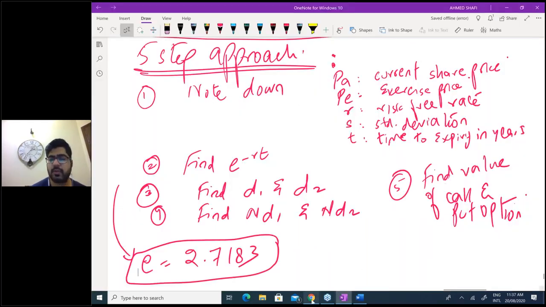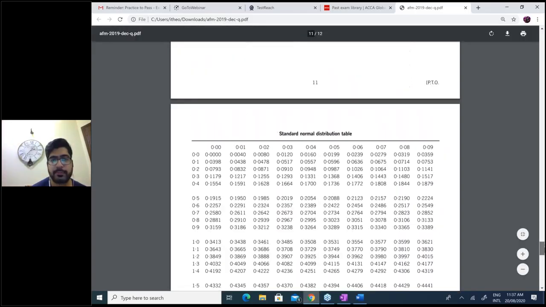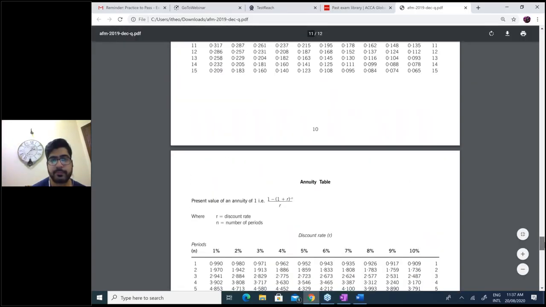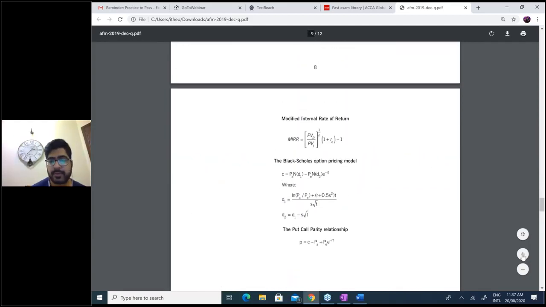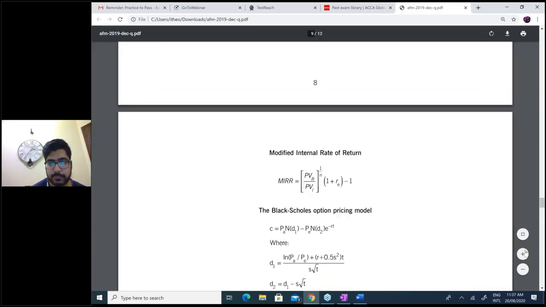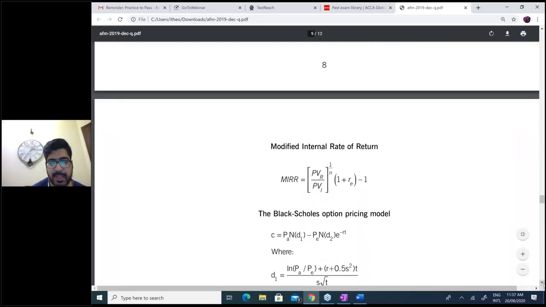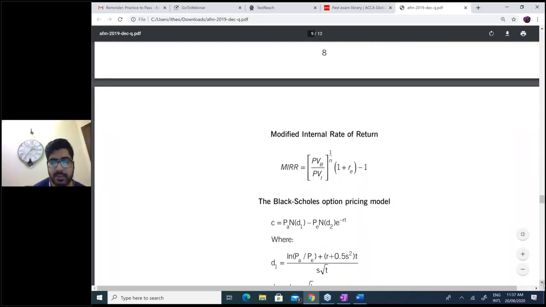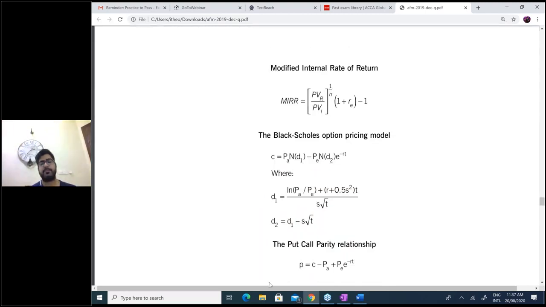value of call and put option. That's also not a worrying thing. To find the value of call and put option, you have the call formula, C, the first one. C is equal to PA N(D1) minus PE N(D2) e to the power minus RT. And you have the put formula, P equals C minus PA plus PE e to the power minus RT.